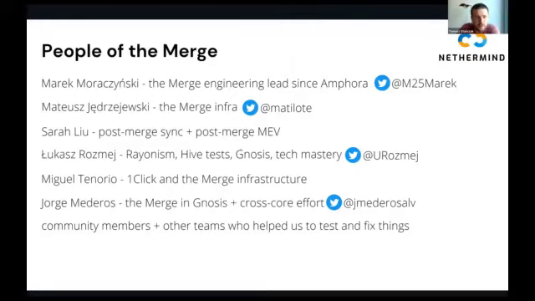So since Amphora, Marek Moraczynski was leading the merge engineering at Nethermind. Mateusz Jędrzejewski was leading the infrastructure testing, setting up things, also testing our infrastructure with MEV Boost, preparing, running all the validators on our side. Sarah Liu was testing, preparing post-merge sync.